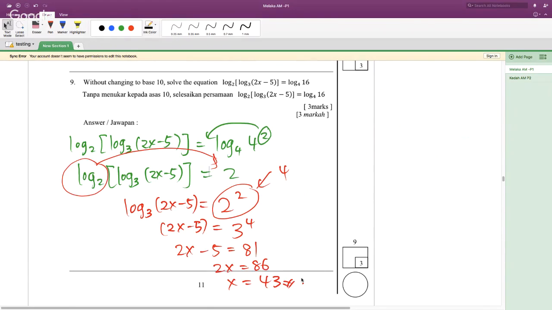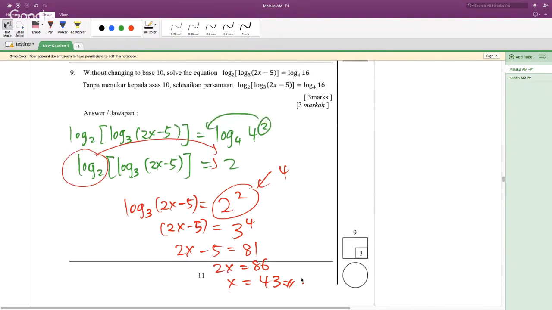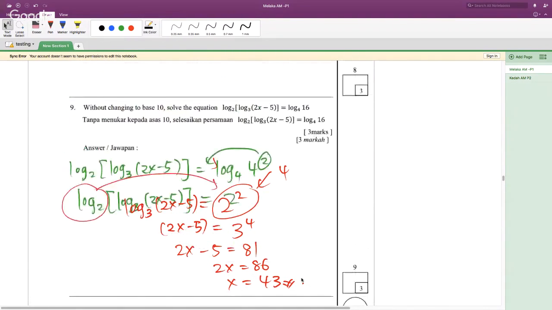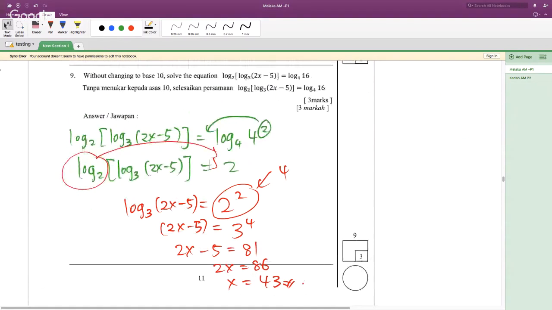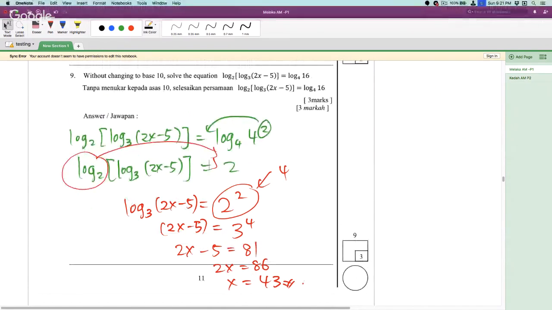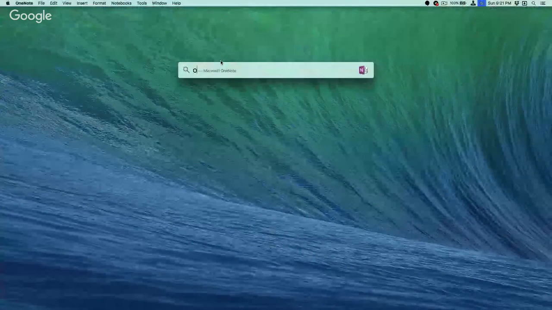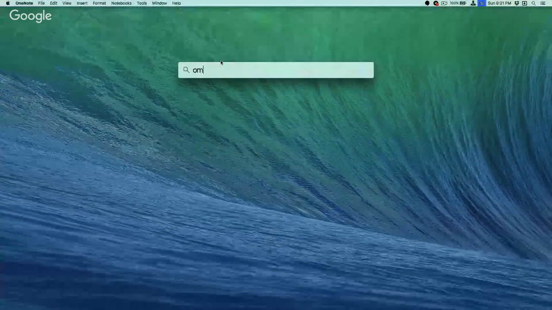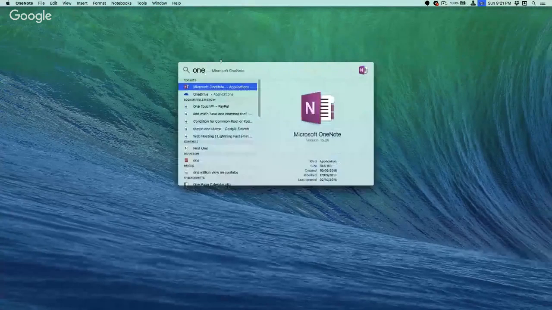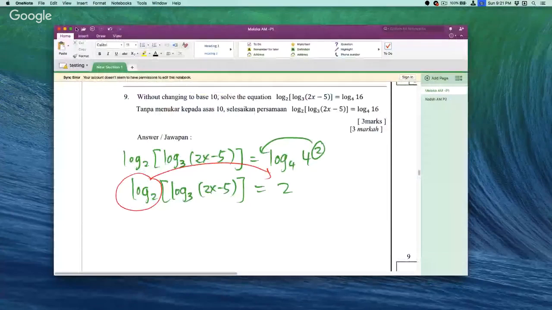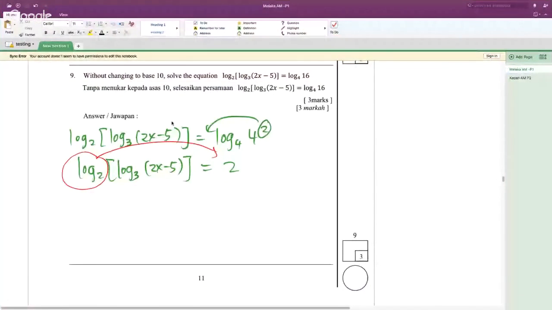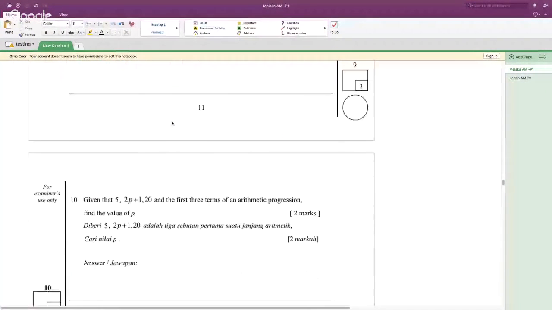Okay, so I guess the OneNote is hanging again, so I will just restart the OneNote. Just wait for me a few seconds. Just close it, and then I will open it again. I'm not sure why it's hanging all the time, but I guess Microsoft will update it soon. Okay, so let me just move on.